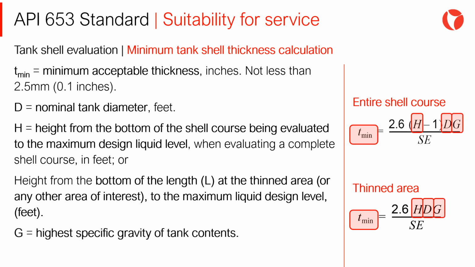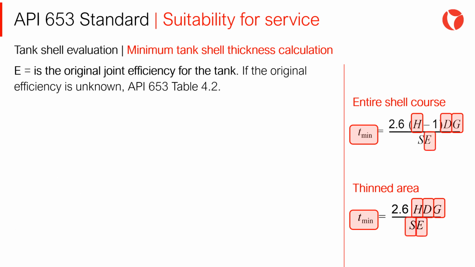G is the highest specific gravity of the tank contents. E is the original joint efficiency for the tank. If the original efficiency is unknown, API 653 Table 4.2 must be used.